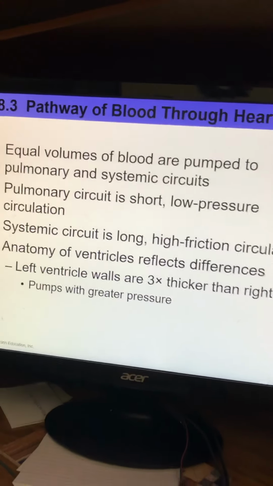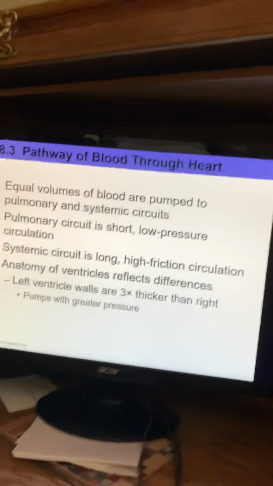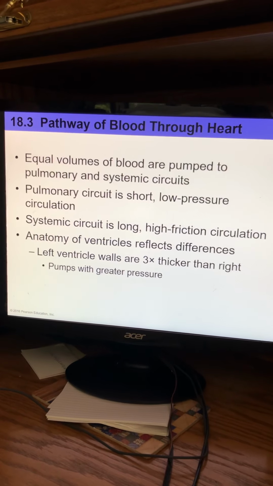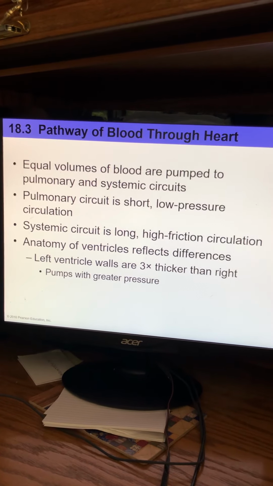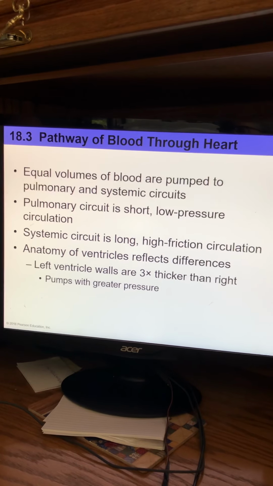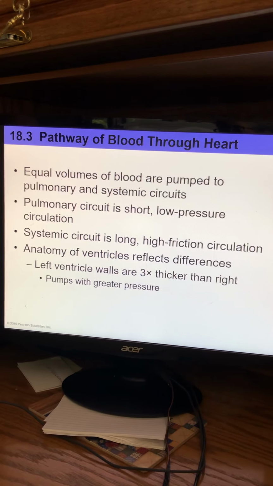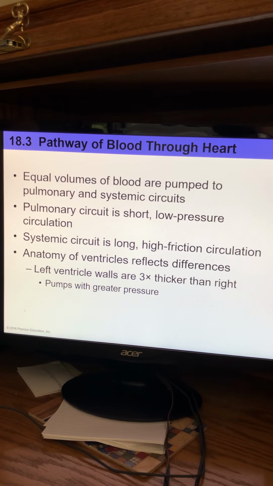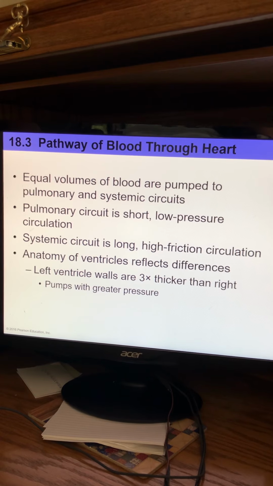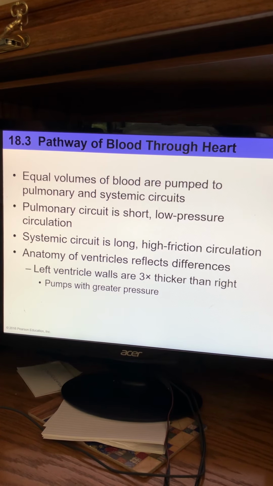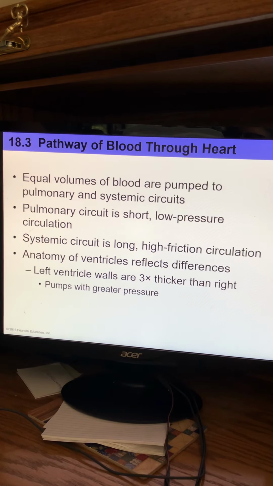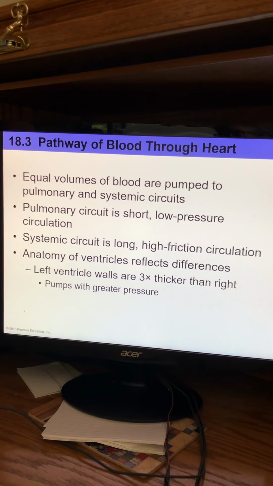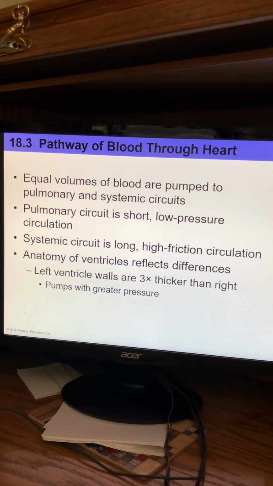So here's something to think about. Equal volumes of blood are pumped to both the pulmonary and the systemic circuits at the same time. The pulmonary circuit is short. It doesn't have far to go. It goes from the heart to either the right or the left lung. It's also low pressure. Whereas the systemic circuit is going to be very long. Think about leaving your heart and going down to your little toe. And because of that distance, it's going to be a high friction circulation. Because of that, that is why the ventricles are different.